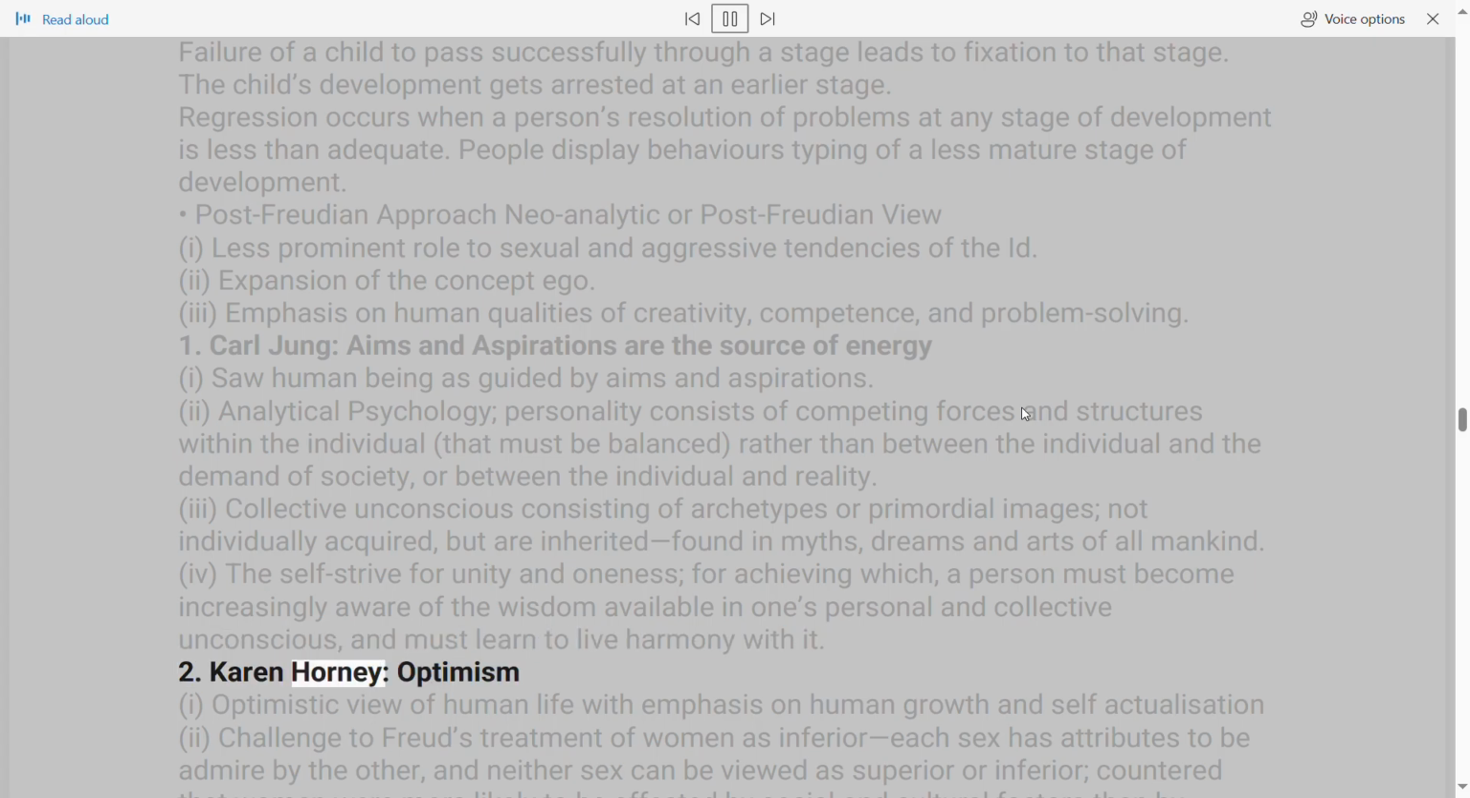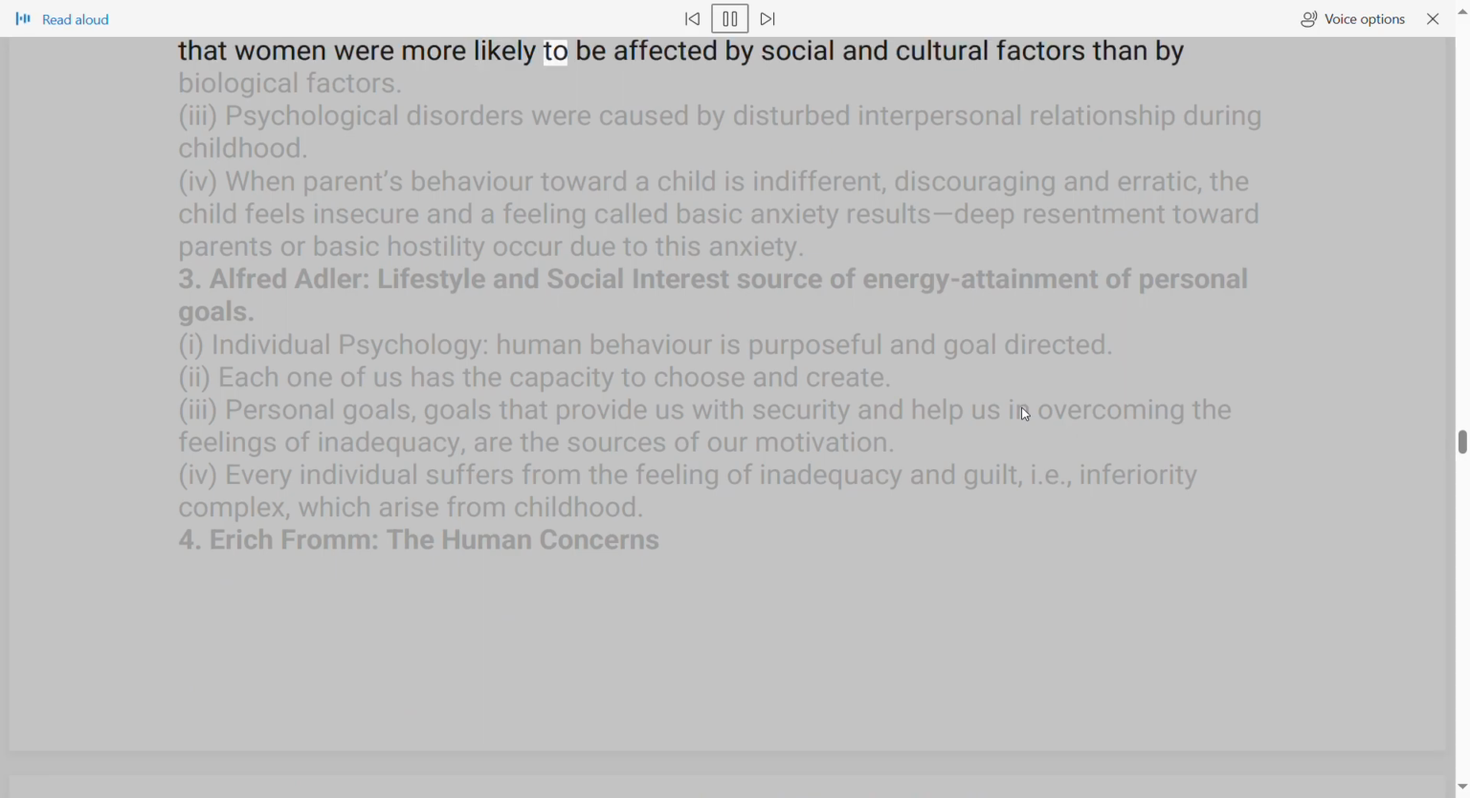2. Karen Horney, optimism. 1. Optimistic view of human life with emphasis on human growth and self-actualization. 2. Challenge to Freud's treatment of women as inferior. Each sex has attributes to be admired by the other, and neither sex can be viewed as superior or inferior. She countered that women were more likely to be affected by social and cultural factors than by biological factors.